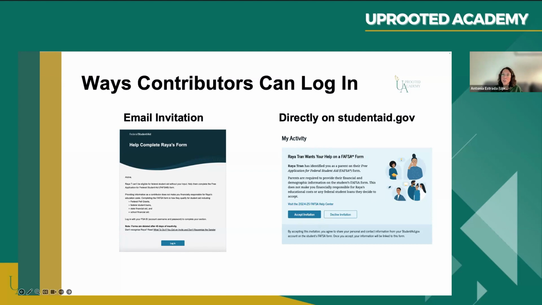So if parents don't see the invitation to be a contributor, either they don't get the email or it's not on their dashboard, they should ask their student to log back into their FAFSA and make sure that the student inputted their name, date of birth, social security number if applicable, and an email address correctly.